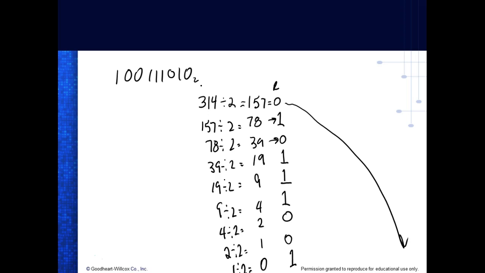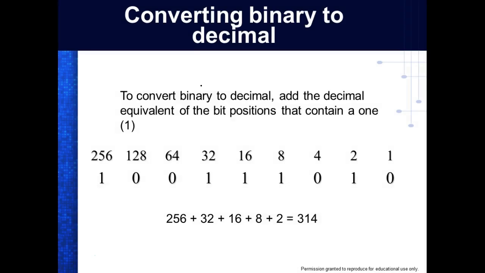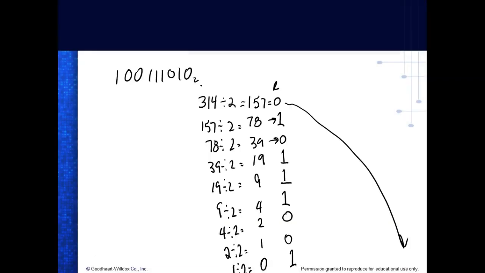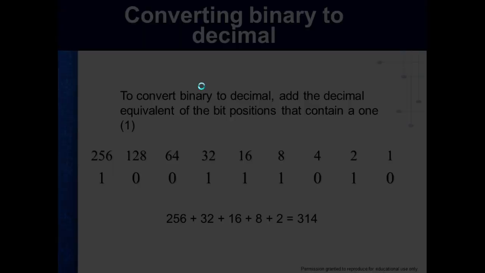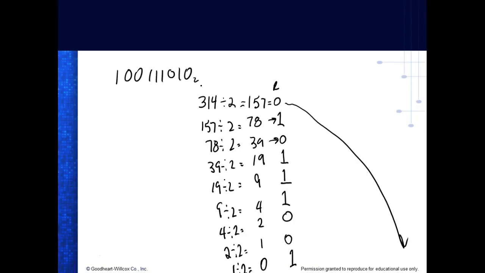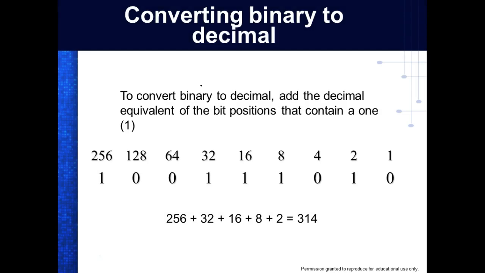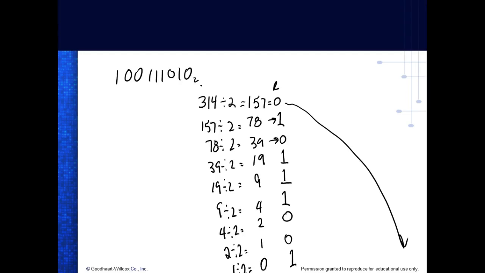Go back to that other slide. 1, 0, 0, 1, 1, 1, 0, 1, 0. You try to write that down though. Okay, you skip the first 0. Stop. 314 is right: 1, 0, 0, 1, 1, 1, 0, 1, 0. 1, 0, 0, 1, 1, 0, 1, 0, same number. So you just skip the first 0.